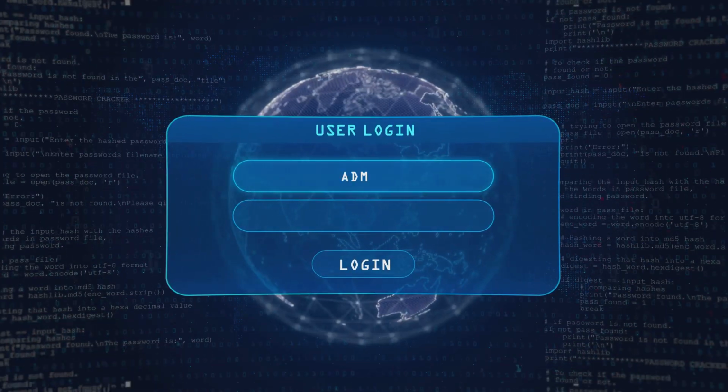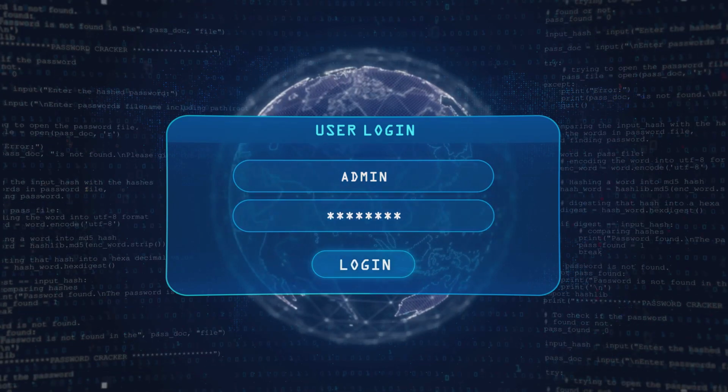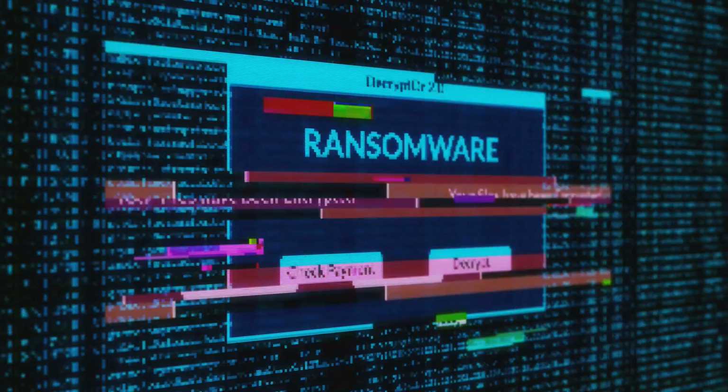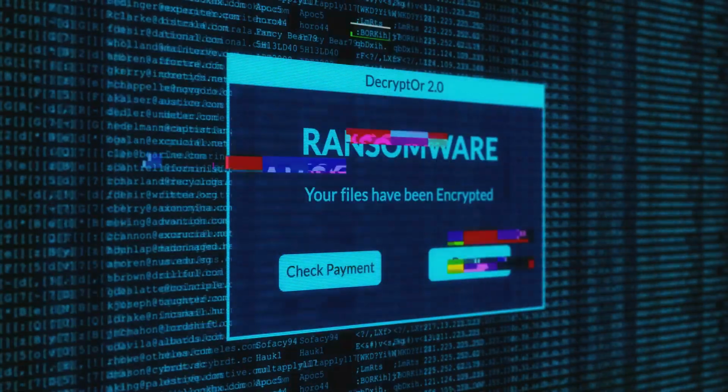By following these steps, you can significantly reduce your risk of falling victim to ransomware. Stay proactive, keep your security measures up to date, and protect your Microsoft 365 environment.